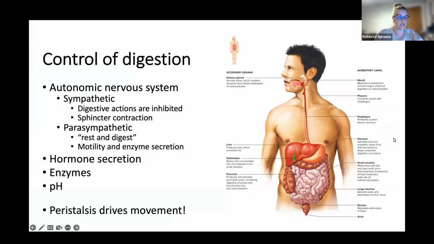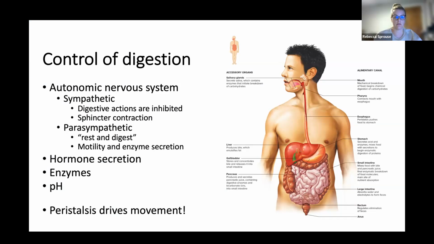So the control of digestion is mainly by the autonomic nervous system, which is the automatic nervous system, right? So you don't control the movements by that. The sympathetic nervous system inhibits digestive actions, while the parasympathetic nervous system promotes digestive actions.